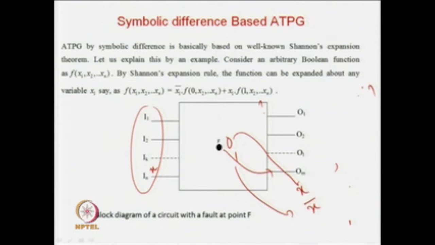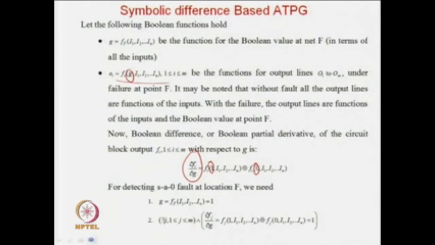So, if there is a change from 0 to 1 in this net, this output should also reflect it. If that is the case, then only the fault is detected at the output, otherwise the fault is not detected. So, if the value is 0 or 1, whatever may be the case here, and the output remains the same, then it implies that this output has no effect from the fault, and it cannot be used for detecting the fault.